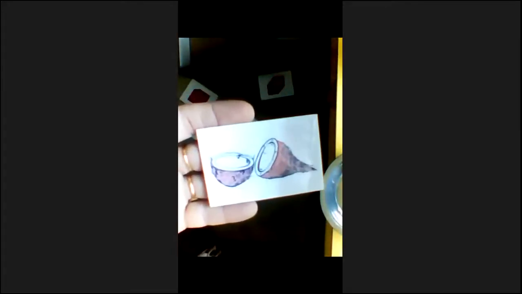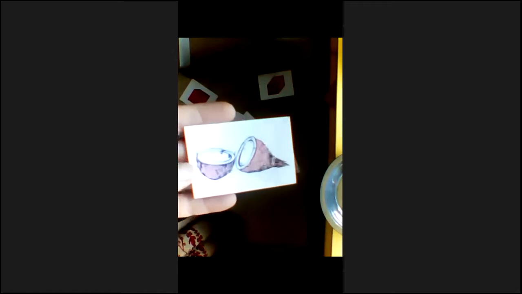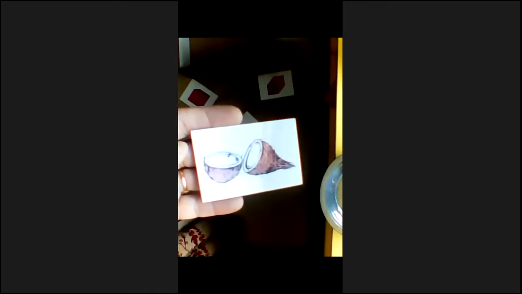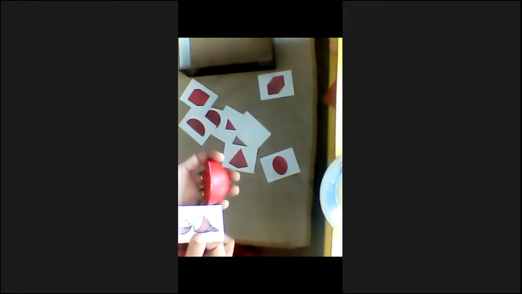Then we have, what is this? Ayansh, what is this? Coconut. Yes. What is the shape of half a coconut? It is a hemisphere. When a sphere is cut in half, it becomes a hemisphere. The shape of the coconut is hemisphere.